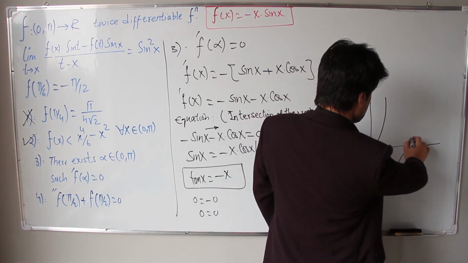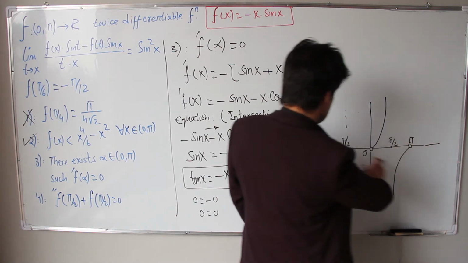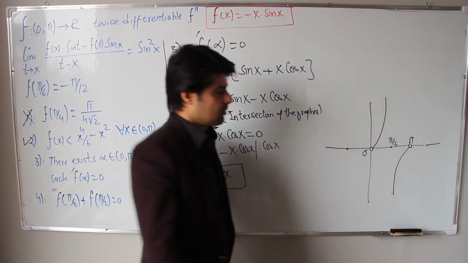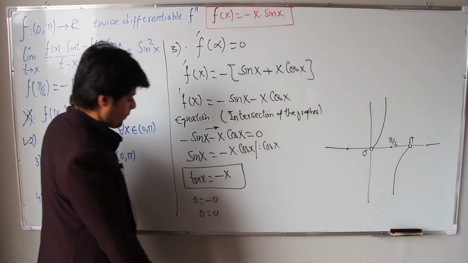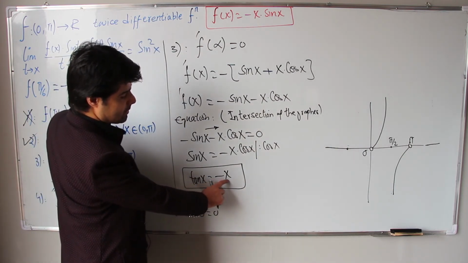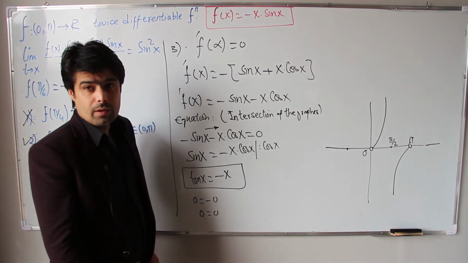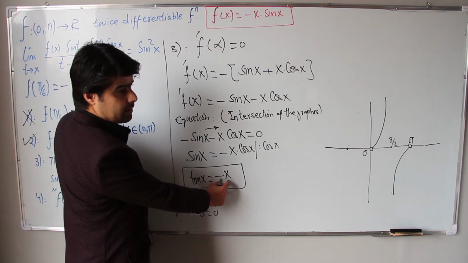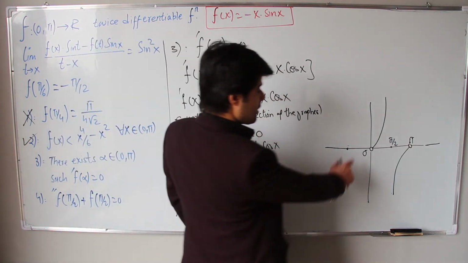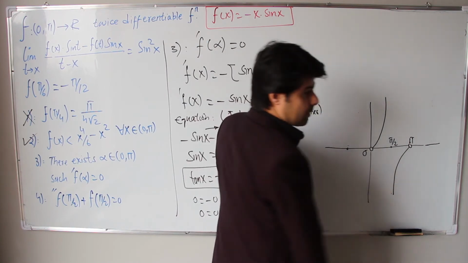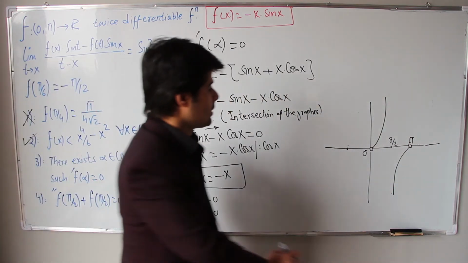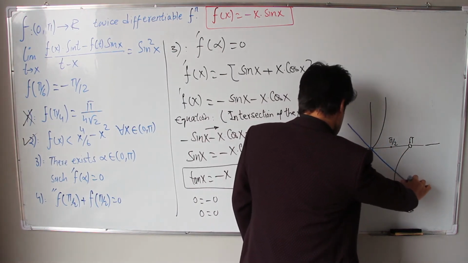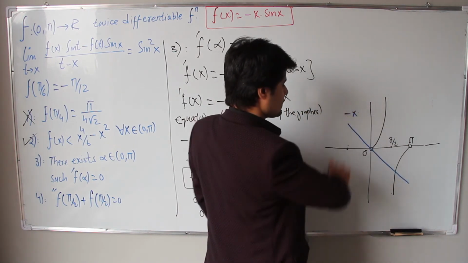So the graph of the tangent from 0 to pi, we have this graph. Now, how can you find the graph of minus x? I think minus x is a straight line which has the second region and the fourth. It means this is the graph of the minus x.